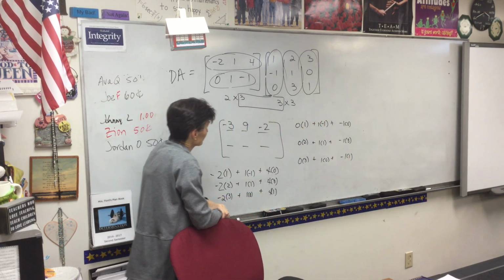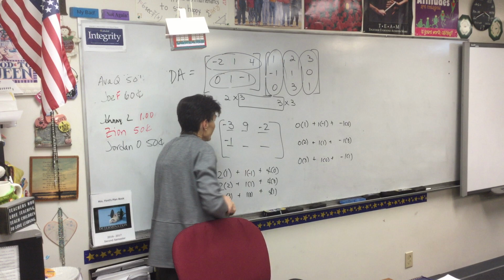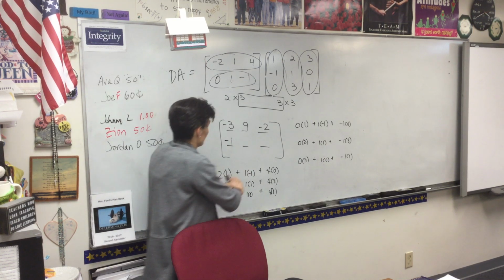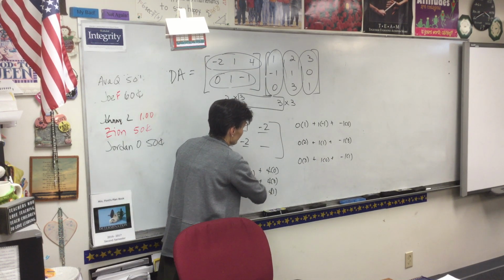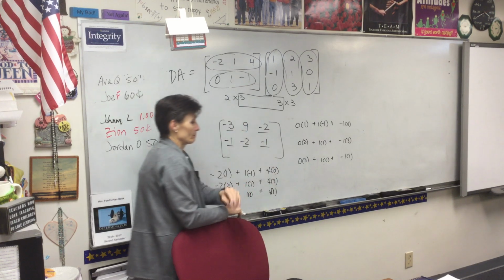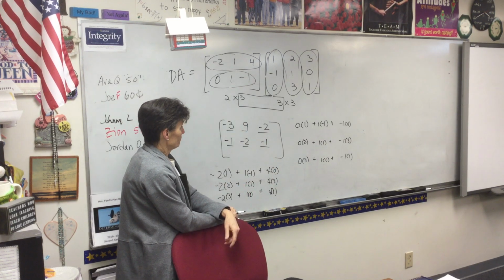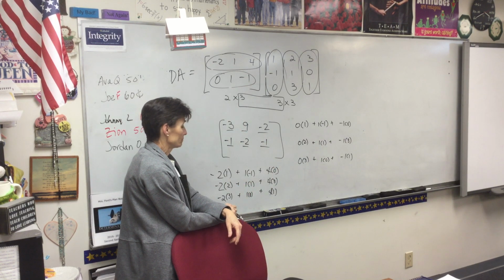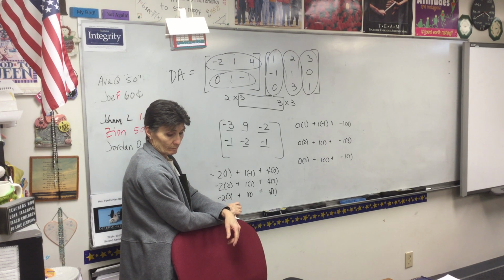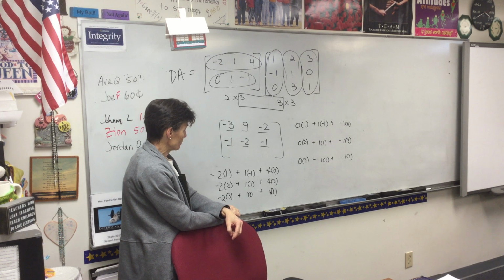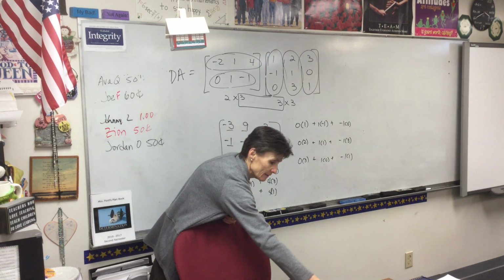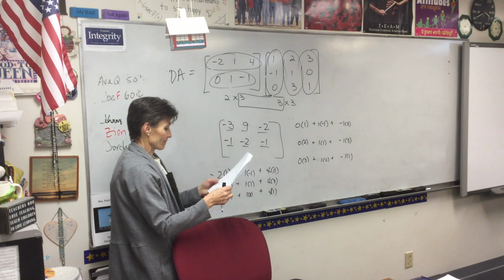Negative 1 is the first one. First one's negative 1, okay? And then negative 2. Negative 2 and what? Negative 1. Some of us missed some of those on the quiz. Do your arithmetic carefully. Everybody all right?